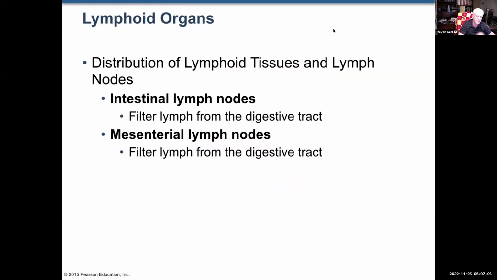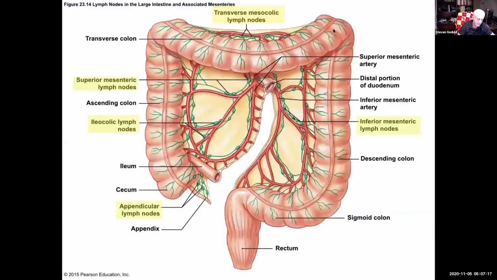Intestinal lymph nodes filter lymph from the digestive tract. Mesenteric lymph nodes filter lymph from the digestive tract also. The mesentery covers your digestive system. Again, here's your digestive system. This is the large intestine only. The small intestine comes up from this area here and feeds into here. But this is the secret we talked about, a little extension here. That is your appendix. As people evolve, the appendix is getting smaller and smaller, and pretty soon they won't have any because it's not used for much anymore. We don't need a lot of toxins in our diets.